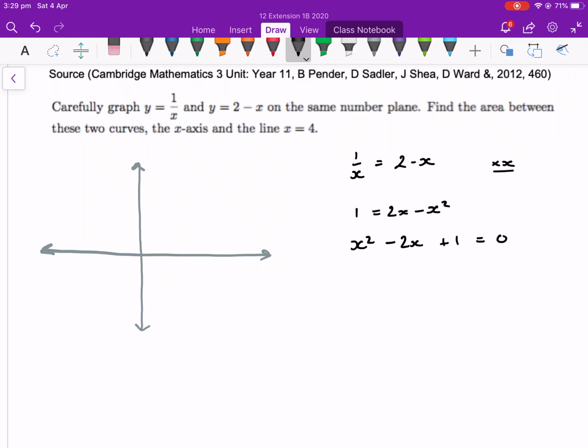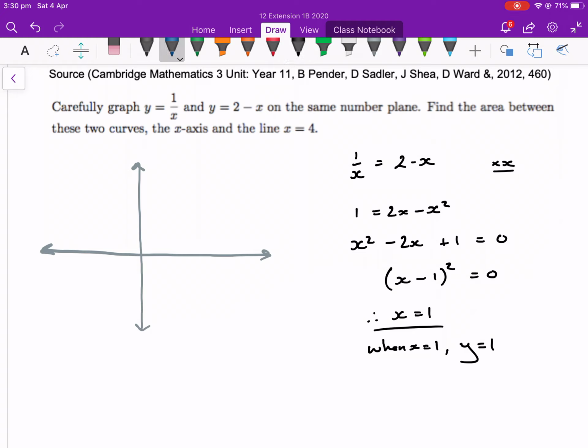It's a quadratic, so we want to make this equal to 0. And then to solve this, we need to factorise it, and we actually end up with a perfect square, which is (x minus 1) squared equals 0. Therefore, x equals 1. Now, when x equals 1, y is equal to, we can use either function to work this out. If we sub 1 into 1 on x, we get 1 on 1, which is just 1. So therefore, these curves meet at the point (1, 1). Now, the fact that they've only got one point of intersection is quite interesting, because what that is telling us is the line y equals 2 minus x is actually the tangent to y equals 1 on x.